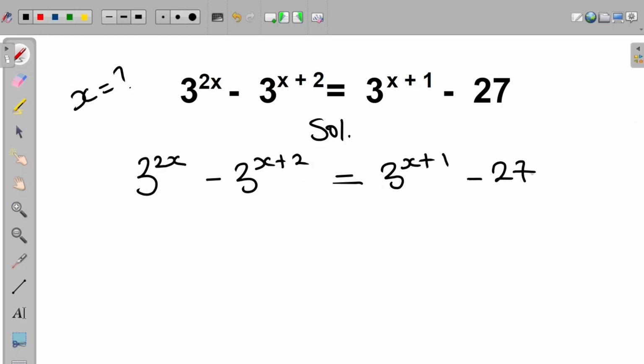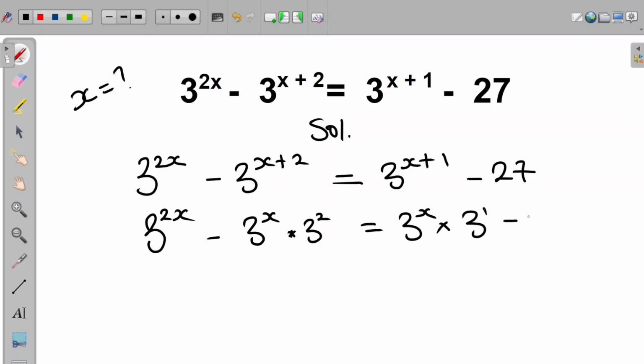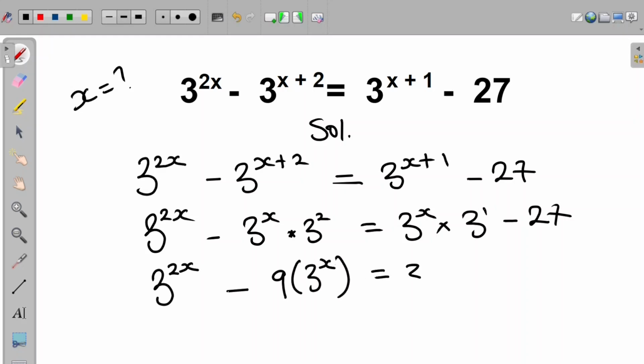minus 27. So at this point, we can express the equation as 3 raised to the power of 2x minus 3 raised to the power of x multiplied by 3 raised to the power of 2 equal to 3 raised to the power of x multiplied by 3 raised to the power of 1 minus 27. So this becomes 3 raised to the power of 2x minus 9 open bracket 3 raised to the power of x close bracket equal to 3 multiplied by 3 raised to the power of x minus 27.